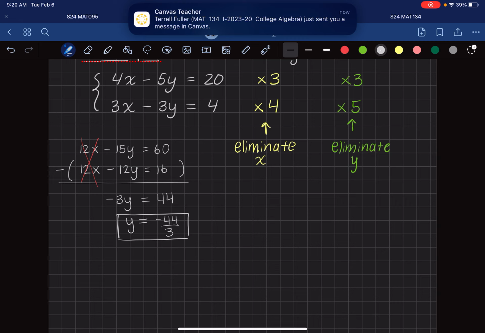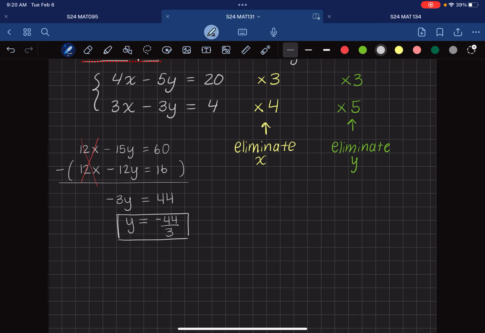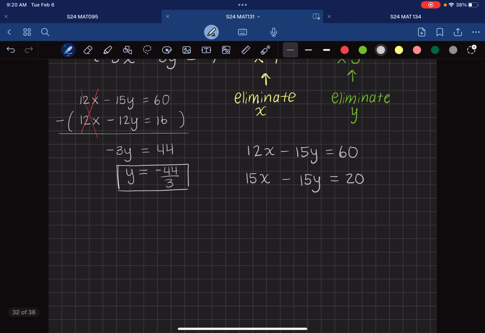So when I do that, I end up getting 12x minus 15y equals 60 again for the first equation. And the second equation, when I multiply by 5, I end up getting 15x minus 15y is equal to 20. And now these are set up to where my y's are aligned really nicely, and I can go ahead and subtract the equations.